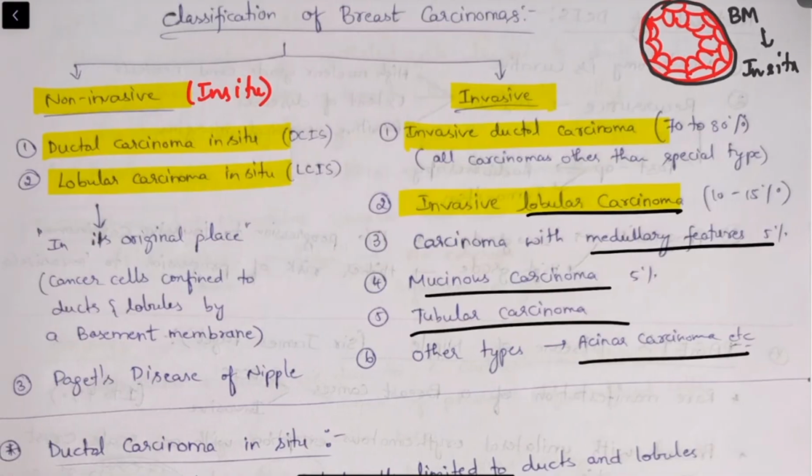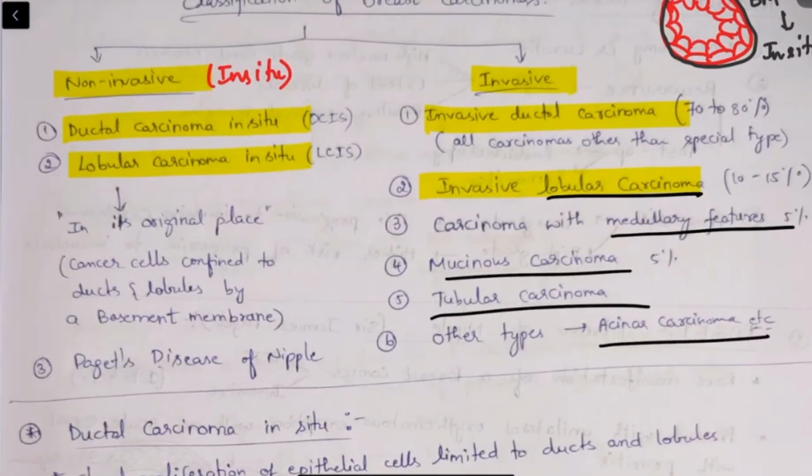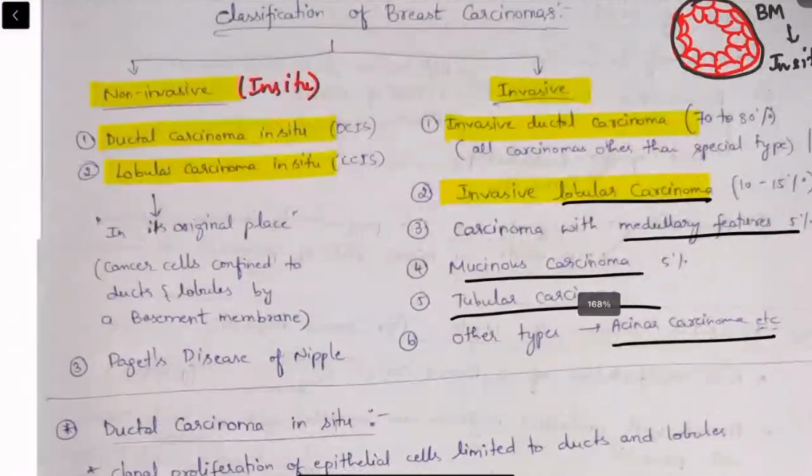This will cover about 95 to 97%. Okay, so yeah, again, ductal and lobular, we can write ductal carcinoma in situ, lobular carcinoma in situ, invasive ductal carcinoma, invasive lobular carcinoma. Okay, so now we'll go into detail with this.